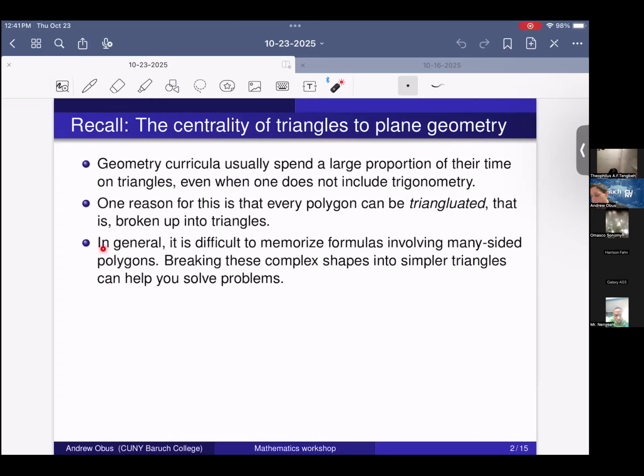And so what we said is that in general, it's difficult to memorize formulas involving polygons with lots of sides. Like nobody knows the formula for the area of an octagon, right? It's just not a formula that's easy to know. But if you break everything up into triangles, which are simpler, then you can use what you do know about triangles in order to solve problems.